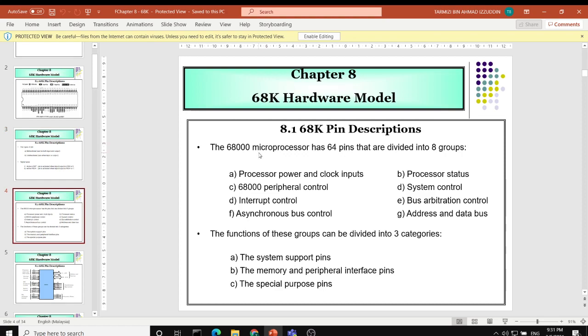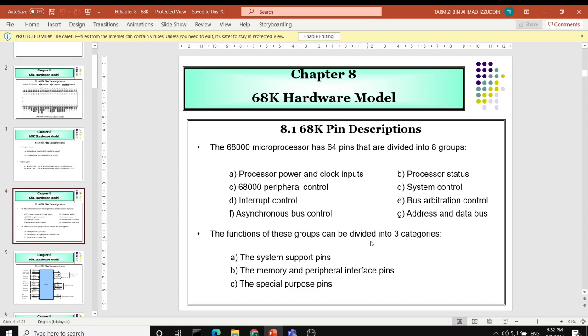So the 68K has 64 pins that are divided into 8 groups. All of the pins that I showed you just now can be divided into 8 groups: processor power and clock inputs, peripheral control pins, interrupt control pins, asynchronous bus control pins, processor status pins, system control pins, bus arbitration control pins, and address and data bus pins. All of it is listed over here.